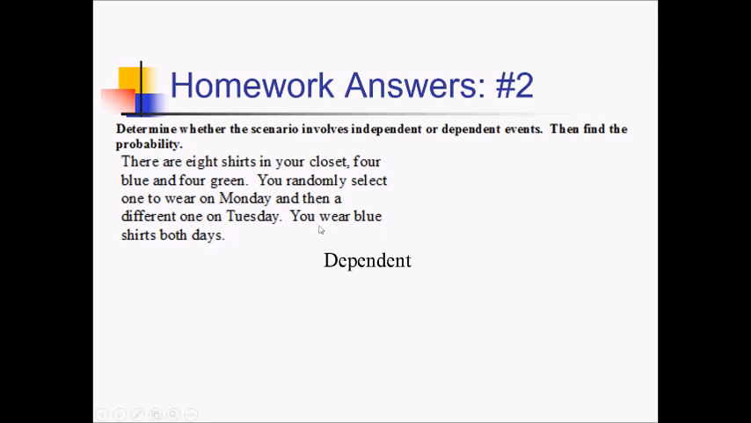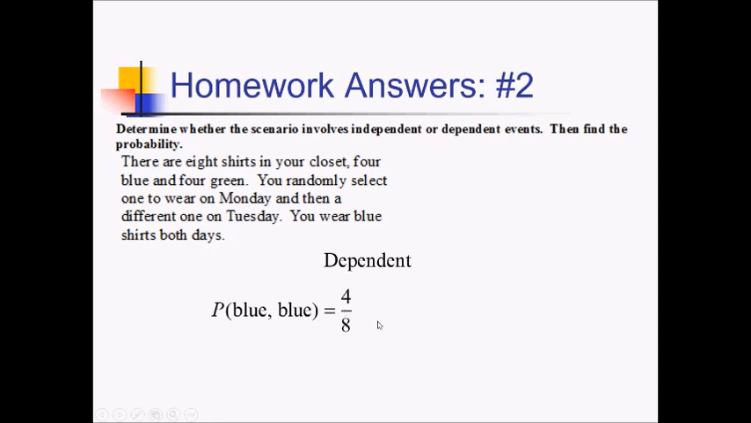So now we want the probability of wearing blue shirts on both days. So we have the probability then that we're looking for of blue followed by blue. So the probability of that first blue shirt, well, you have 8 total to choose from. So that's our total possibilities on the first day. And 4 of those are blue. So that's 4 out of 8 for that first day for blue.